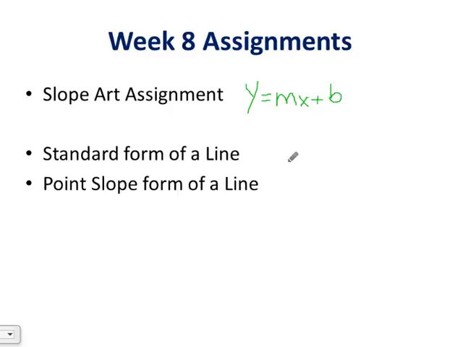You're going to be creating some art with lines. So you're going to draw some straight lines to create a neat pattern or some art. And then you will also be telling me what the equations of your lines are that created that art.